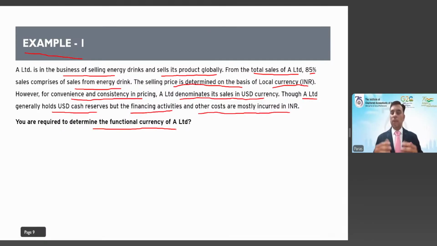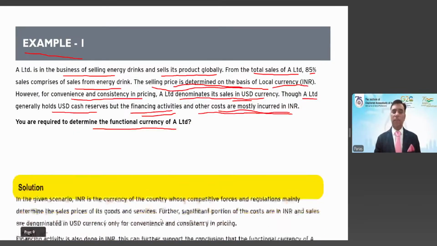Now, after reading this question, we can conclude that 3 criteria out of 5 criteria are being satisfied in favor of INR currency. How? Let's evaluate. Selling price is determined on the basis of local currency, that is INR. This is the main factor which you need to always check: which currency is impacting the selling price of the organization. In this case, INR is impacting the sale price. Further, the question has mentioned that only for the purpose of convenience and consistency, A Limited denominates its sales in USD currency. It doesn't matter for us. Why? Because only for convenience and consistency, A Limited is generating its invoices in USD, right? Further, A Limited is holding the cash reserves in USD, but financing activities and other operating costs are mostly being incurred in INR. So we can conclude that INR is the functional currency of the organization.